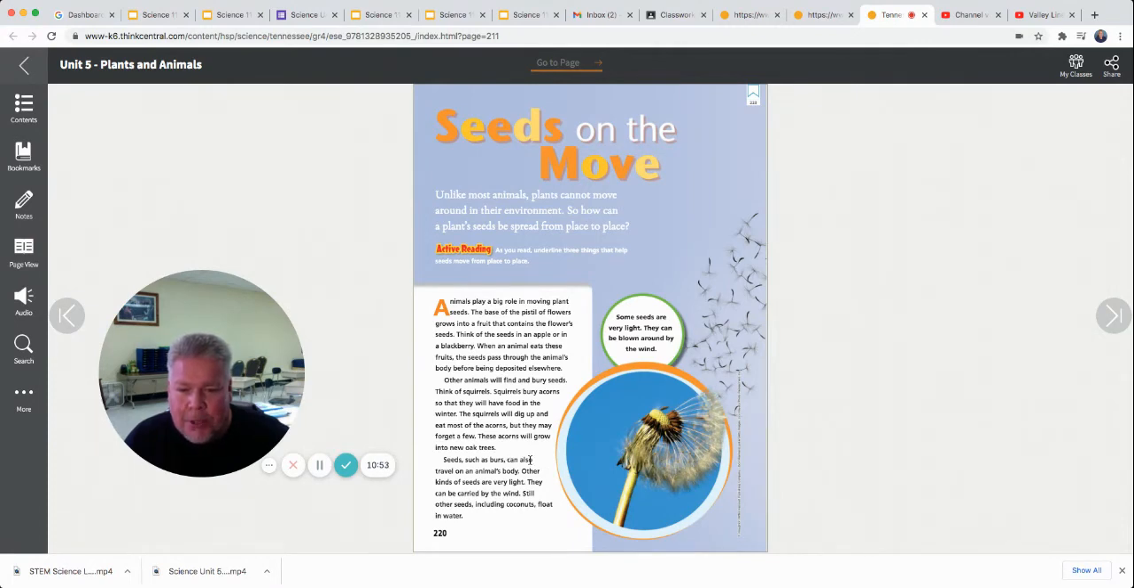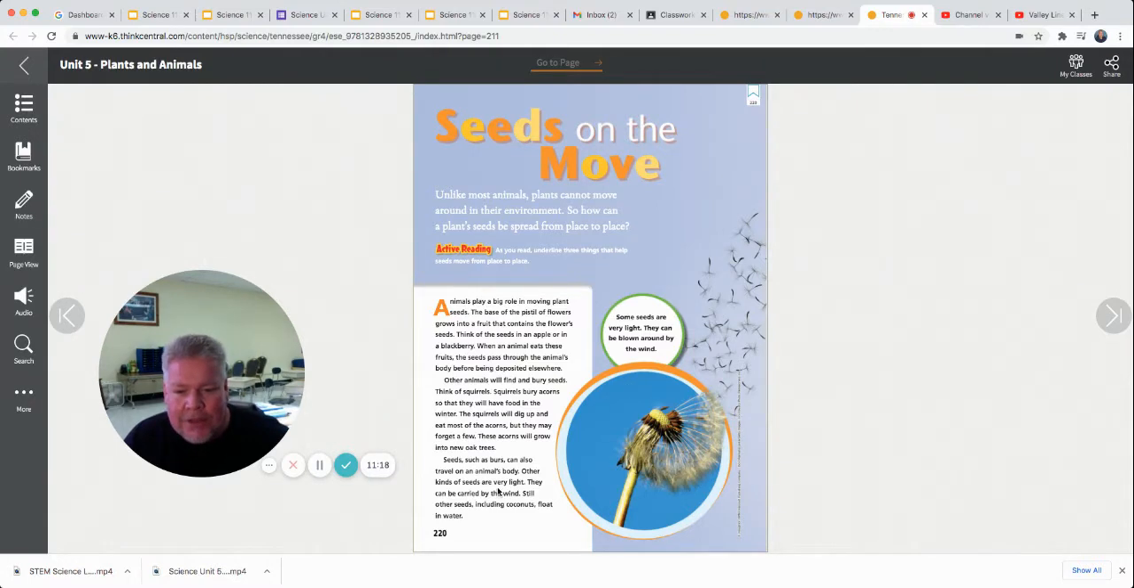Seeds such as burrs can also travel on an animal's body. Other kinds of seeds are very light. They can be carried by the wind. Still other seeds, including coconuts, can float in the water. So you've seen one of these dandelions when they've got the little seeds on them and you pick it up and blow it. You're spreading the seeds then. You're blowing it and making those seeds fly off into the air. They'll spread, land on the ground, and start growing somewhere else.